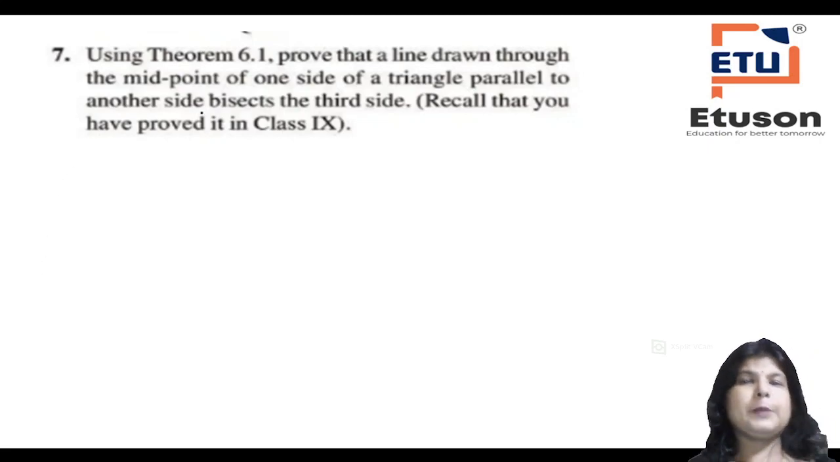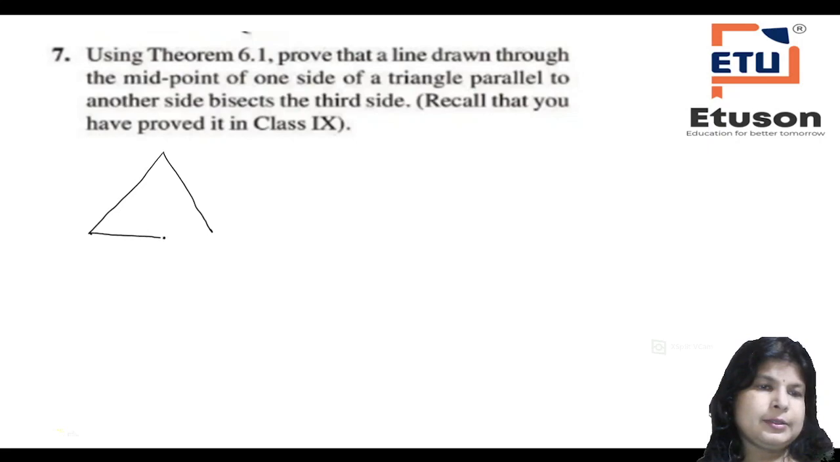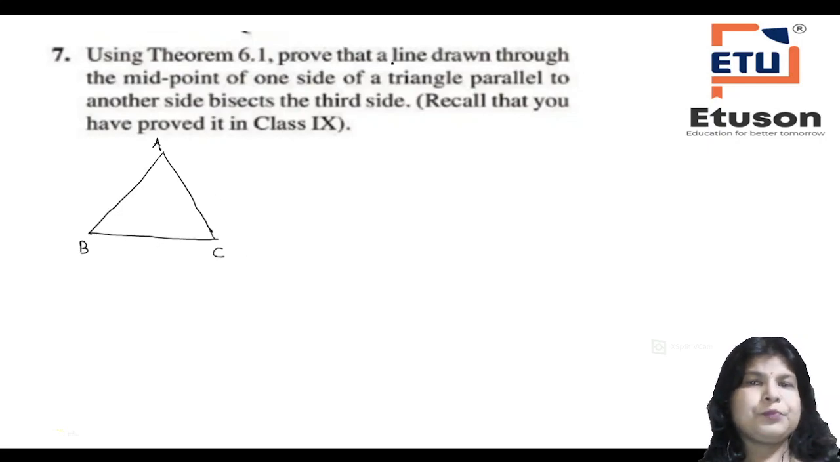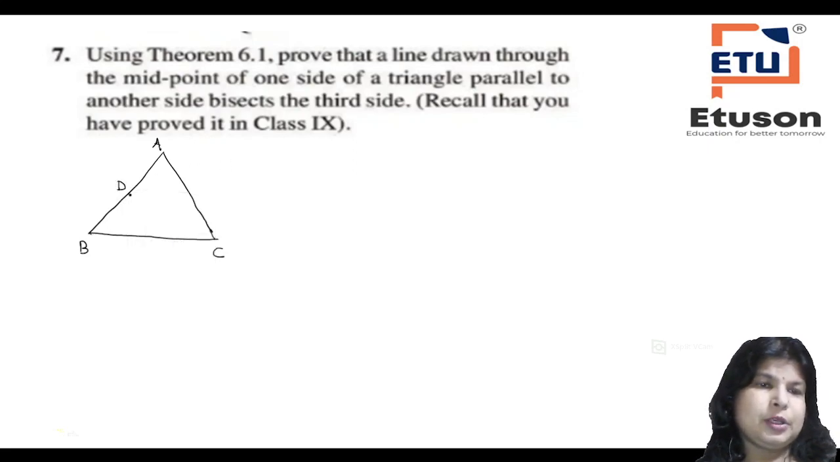Using theorem 6.1, prove that a line drawn through the midpoint of one side of a triangle parallel to another side bisects the third side. So, let us consider one triangle, indicated by ABC. Now, a line drawn through the midpoint of one side. Let the midpoint of AB be indicated by D. Now you are drawing one line parallel to BC, which is intersecting AC at point E. So now you have to prove that AE is equal to EC. Then only this E will be bisecting AC.